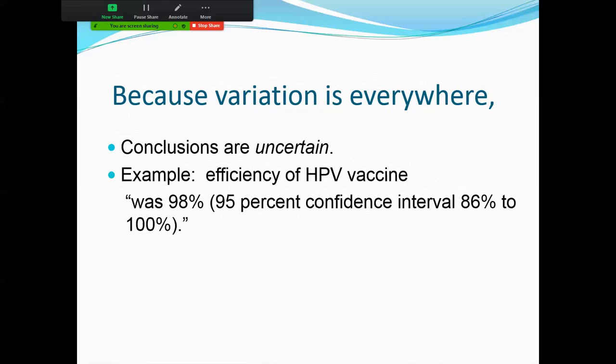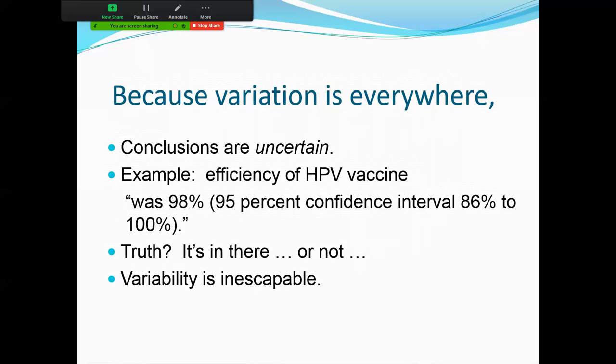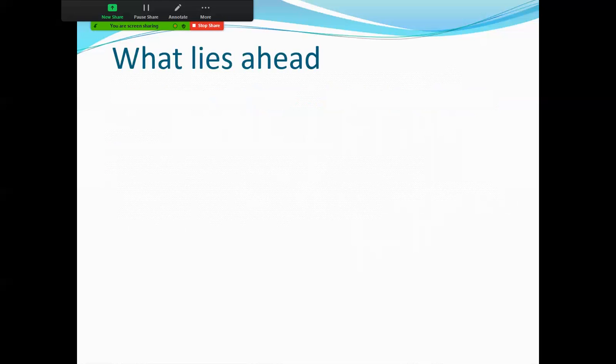Example, efficacy of the HPV vaccine was 98%. 95% confidence interval, 86% to 100%. Truth? It's in there, or it's not. Variability is inescapable. What lies ahead?